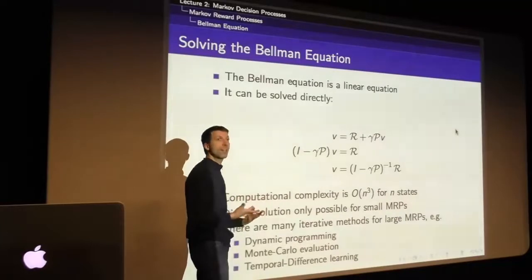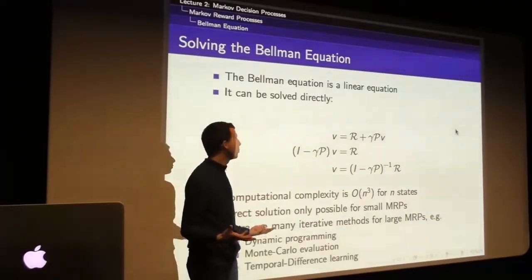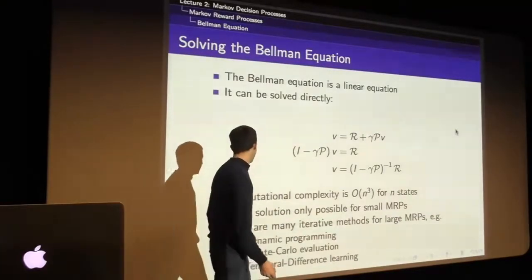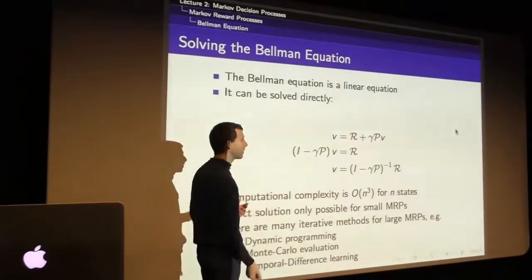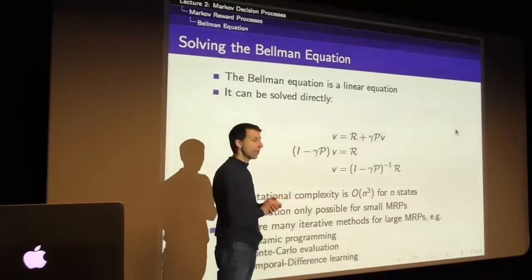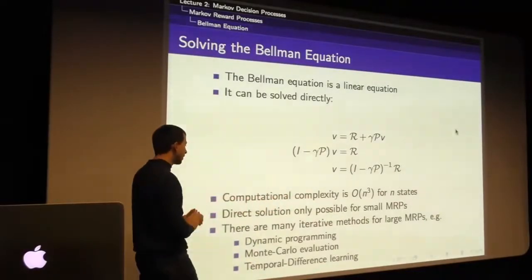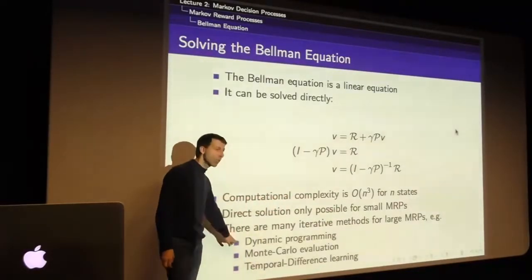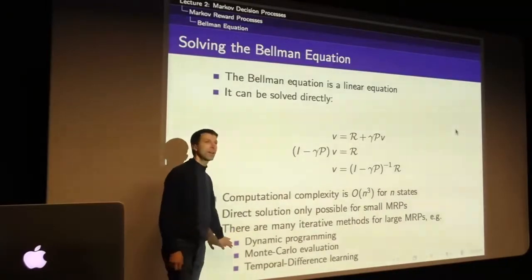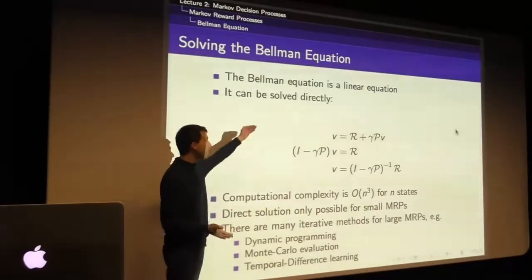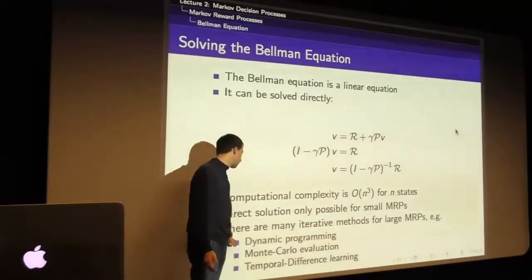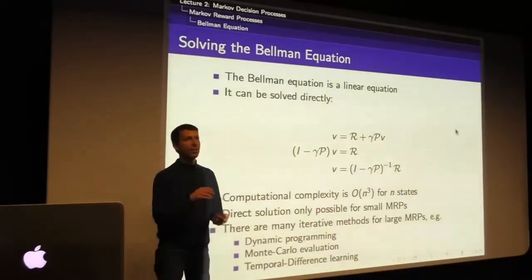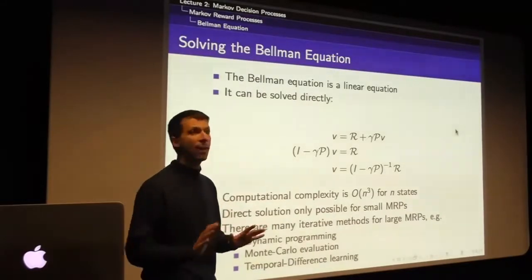We need to be able to efficiently figure out what's the value of being in this state. We can't always do this. And it is nice to know that in small Markov reward processes we can just invert this thing, and it gives us some intuition into what's going on. So later, next class in fact, we'll talk about dynamic programming. That's a very well-known class of methods for doing this more efficiently. Then we'll talk about Monte Carlo evaluation and temporal difference learning. The next couple of lectures are basically doing exactly that.